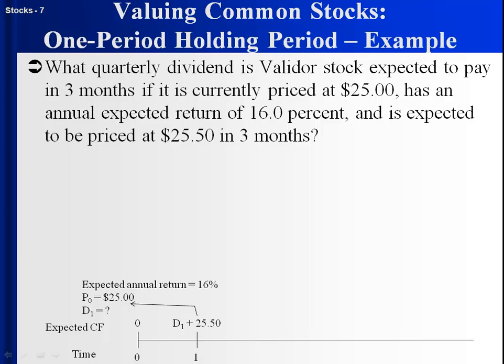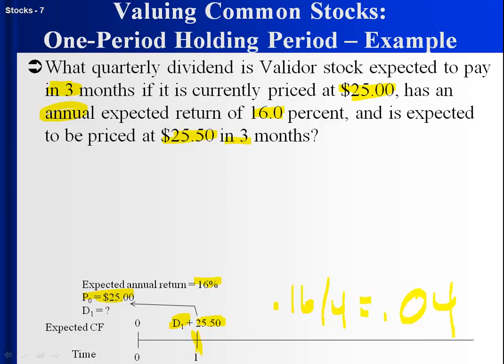We want to know what dividend Validor stock is expected to pay in 3 months. The stock's currently priced at $25, has an annual expected return of 16%. So the annual return is 16%, and we want to know what the dividend is expected to be in 3 months, and the price in 3 months is expected to be $25.50, and we want to know the dividend. So here we are in a world where a period is 3 months, and we have an expected return of 16%. So if the return for a whole year is 16%, what's going to be the return for a quarter? It's simply going to be 16% divided by 4. 4% is the discount rate.